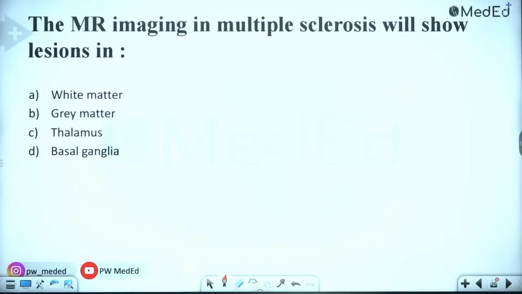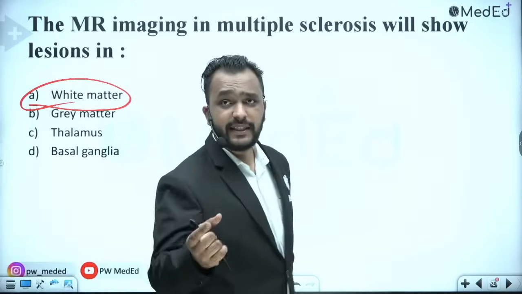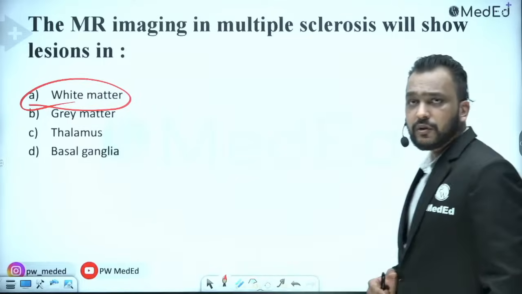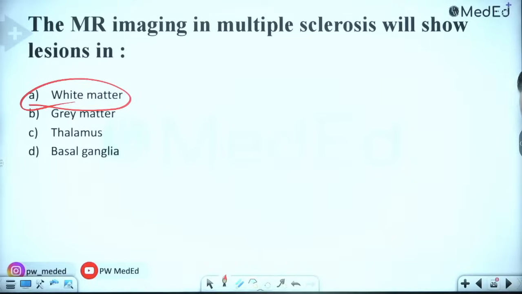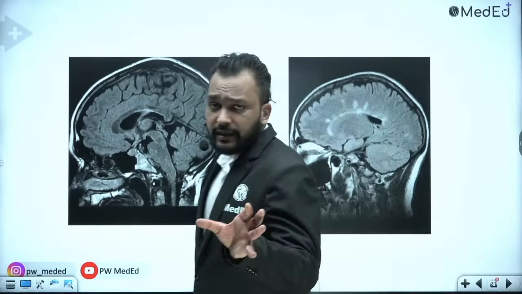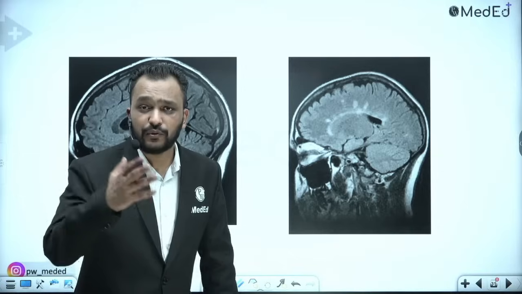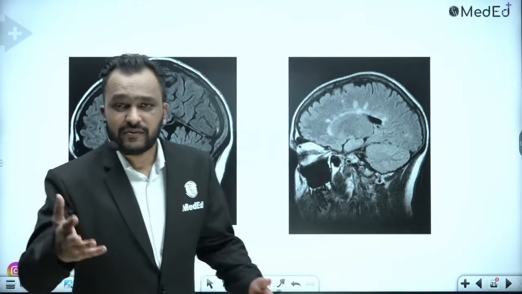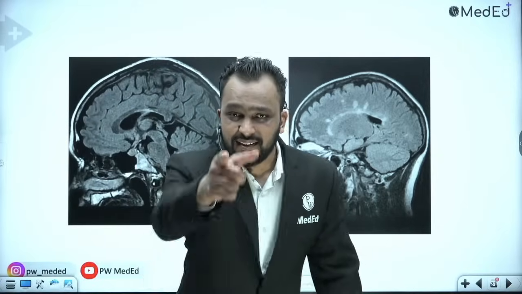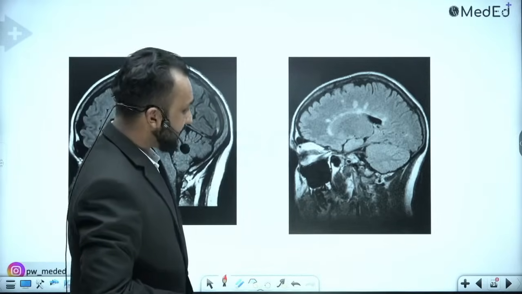So MR in multiple sclerosis will show lesions in the white matter, right? Because it is a demyelinating disorder. Very good, Manas. Very good, Shifana. So it is a demyelinating disorder, and in a demyelinating disorder, your myelinated fibers will be involved. Out of the gray matter and white matter, which fibers are your myelinated fibers? These are the fibers of the white matter.